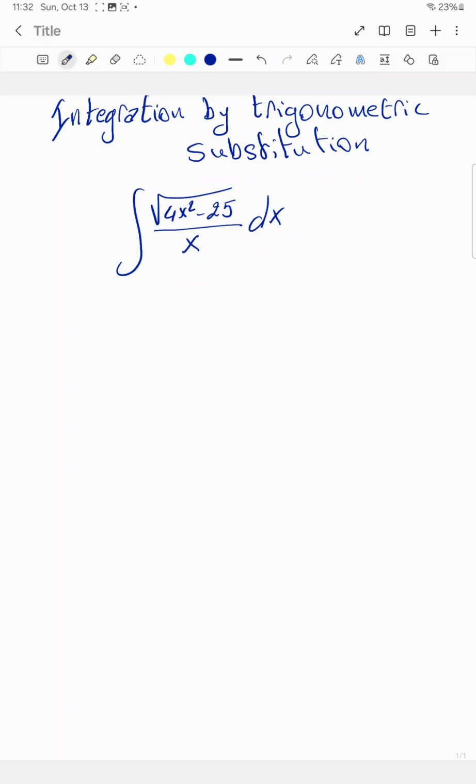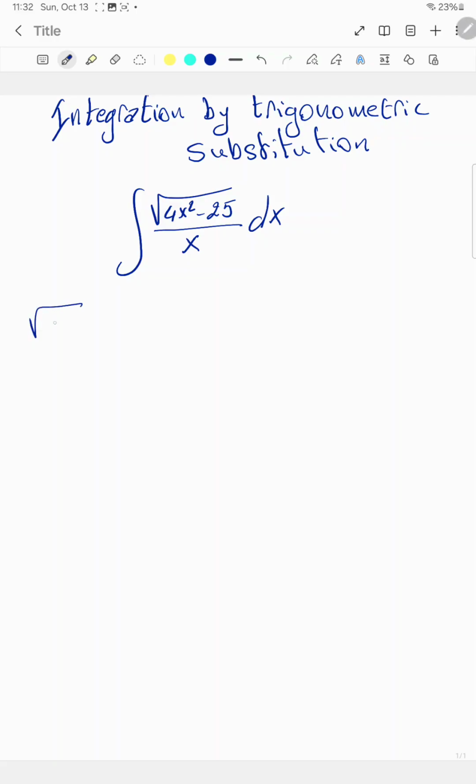In this video, we will use integration by trigonometric substitution to calculate the integral of the square root of 4x squared minus 25 divided by x dx. Before I start solving this problem, I will remind you of the formula used in the integration by trigonometric substitution.